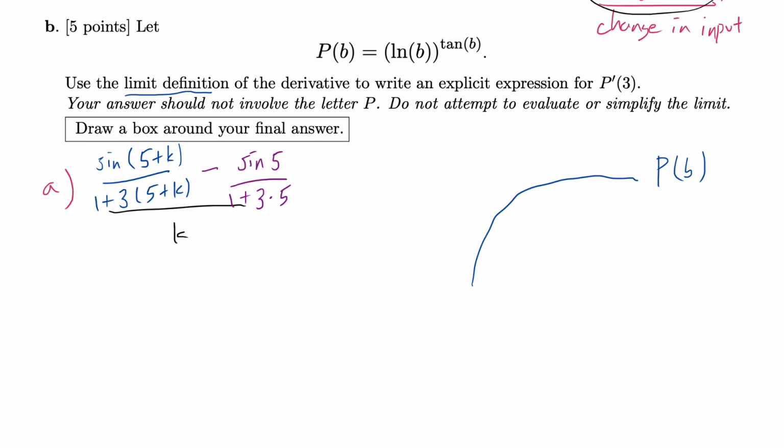And we have some point, say b equals 3, where we're taking the derivative. So here, maybe this is b equals 3, and you want to find p prime of 3, which by definition, remember that p prime of 3 is just the slope. P prime of 3 is just the slope of this tangent line at 3. And the way we attempt to find the slope of this line is as follows.